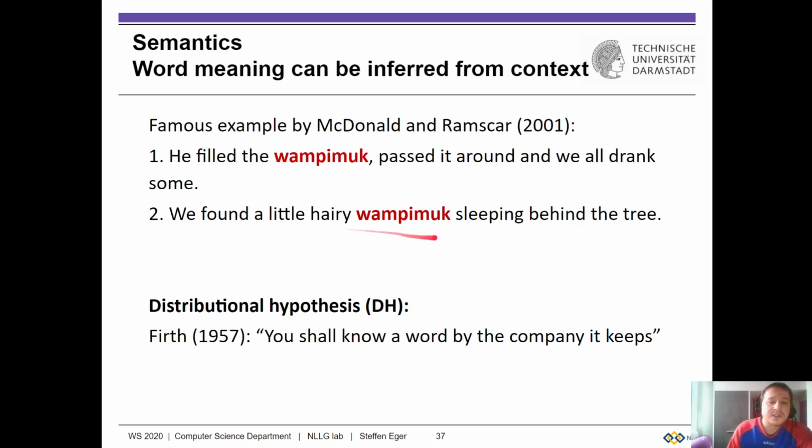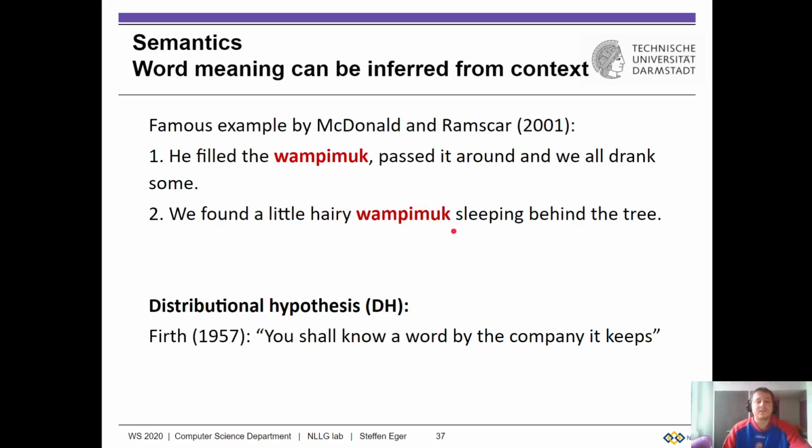And in this other context, "We found a little hairy wampumuk sleeping behind a tree." So you have all this context here. It's hairy, it's small, it's sleeping, so it's probably an animate thing. So it's probably going to be an animal. It's also behind the tree, right? So it's in nature. Animals occur in nature. They have hair, and typically most animals are smaller than humans, so they are small also. So that's probably going to be an animal if we change the context, right?